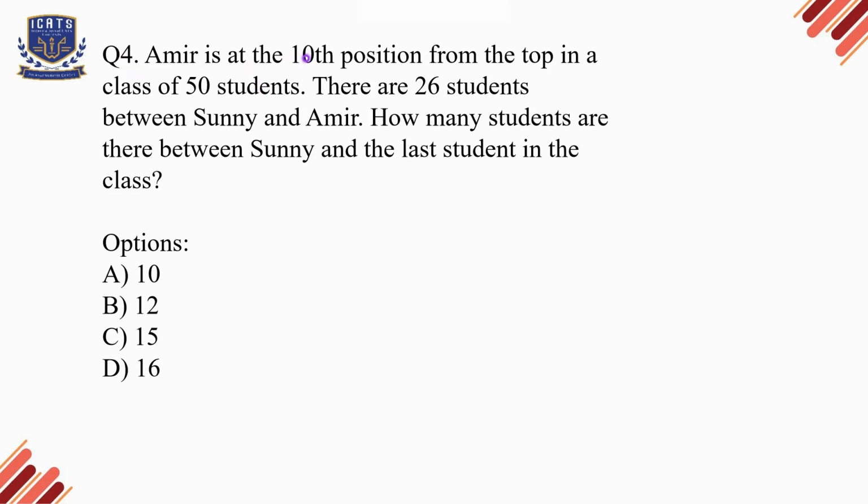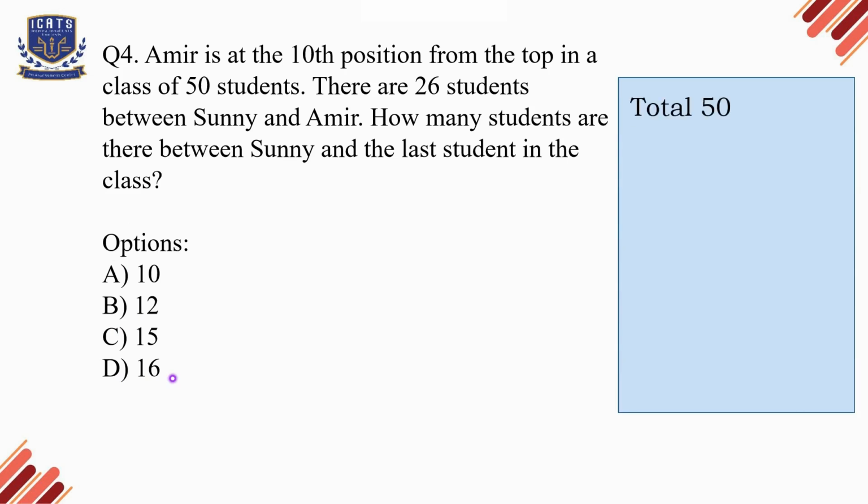Question number 4. Amir is at the 10th position from the top in the class of 50 students. There are 26 students between Sunny and Amir. How many students are there between Sunny and the last student in the class? Option A is 10, option B is 12, option C is 15, and option D is 16.